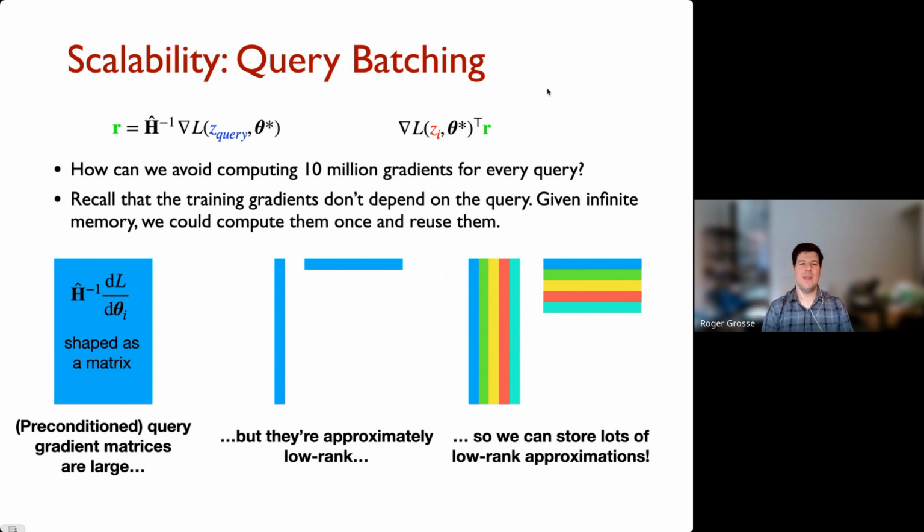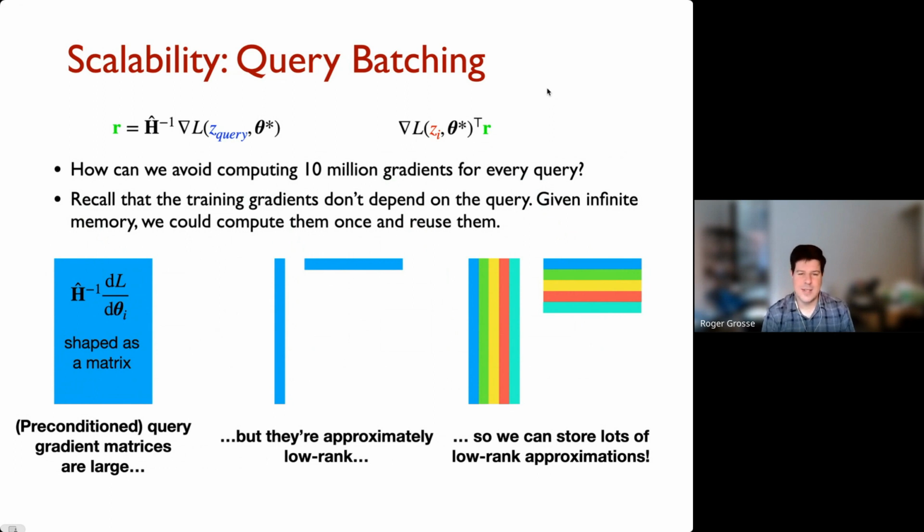So if we had infinite memory, then the solution would be obvious. Just compute all of the training gradients, and then compute all of the query gradients, and then compute their dot products. Unfortunately, these gradients are very large, and so we can't afford to store more than a few of them in memory. And so what can we do?